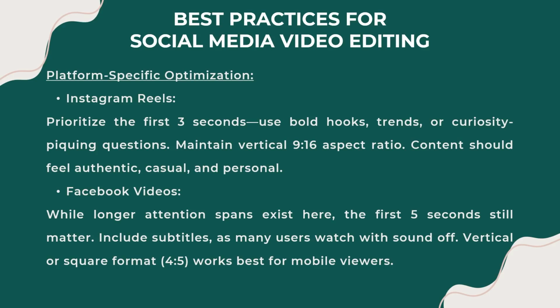So for Facebook and YouTube videos, we have a longer attention span. So instead of 3 seconds, the first 5 to 10 seconds still matter most in order to hook our audience. Here we have to include subtitles, as many users watch their videos with the sound off. Vertical or square format, which is 4 by 5, works best for mobile viewers, and if we are using it for YouTube, we have to go for 16 by 9.